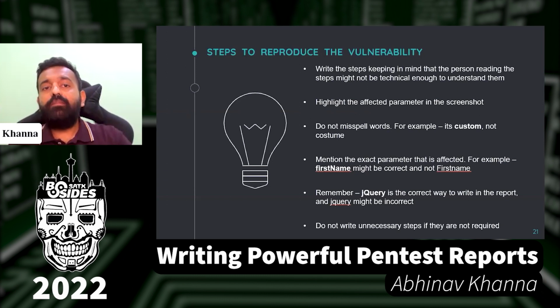Highlight the affected parameter in the screenshot. But we are going to see it further. We need to keep in mind that we are highlighting the exact parameters to minimize the developer's effort to find out the vulnerable parameter. So that is our job, to highlight the affected part so that they don't have to search for that vulnerable parameter.